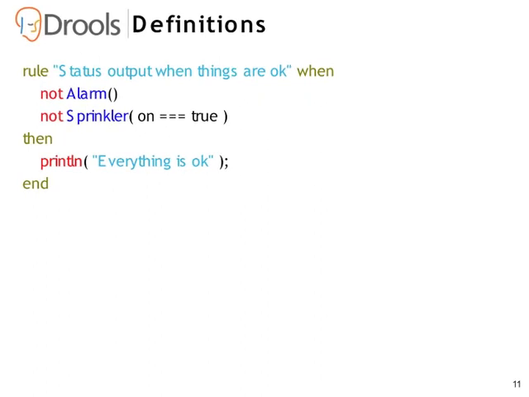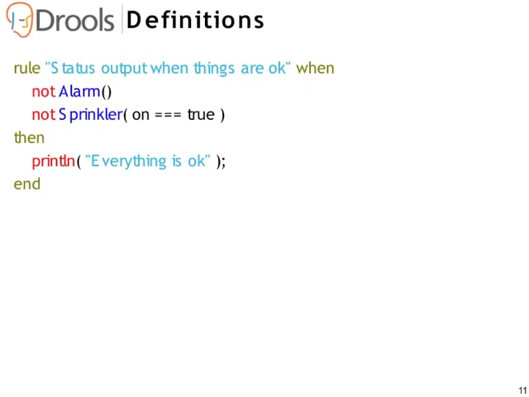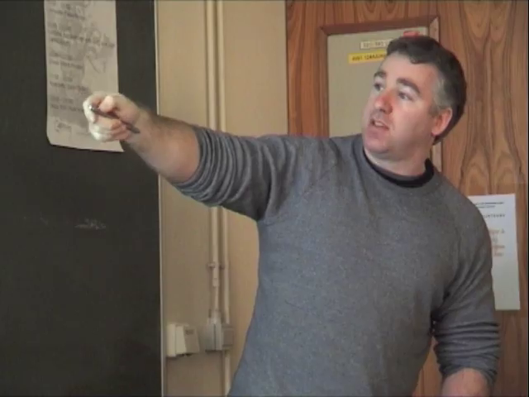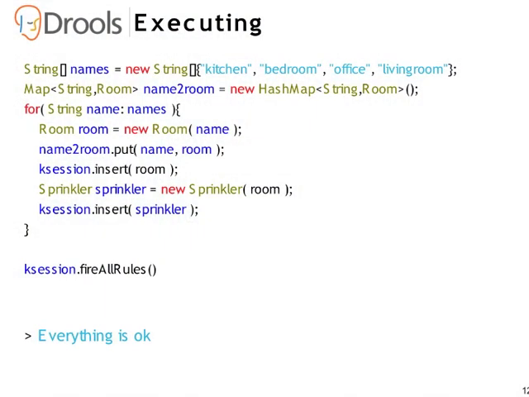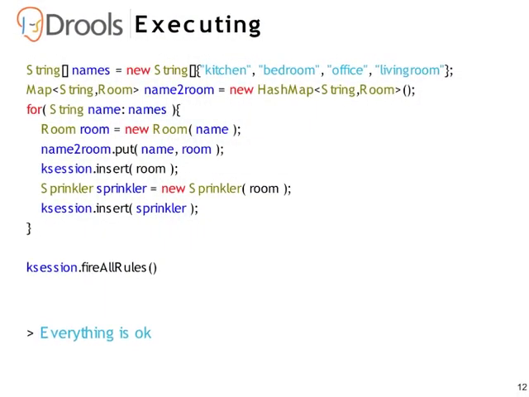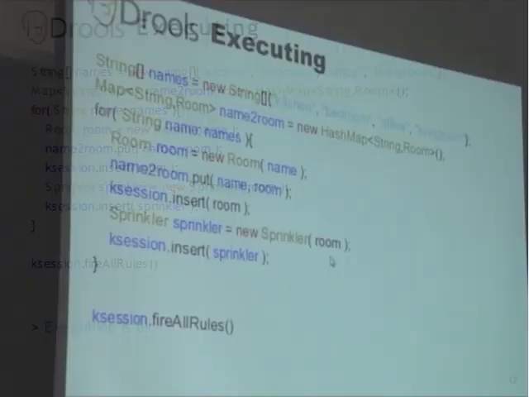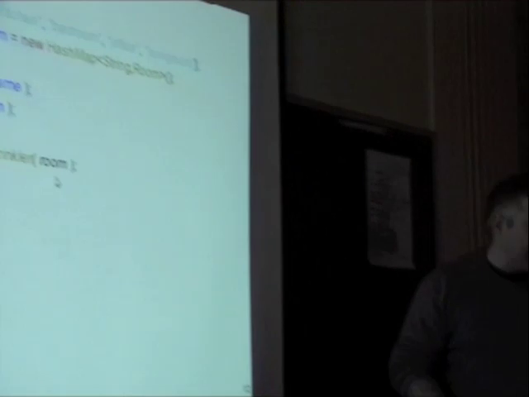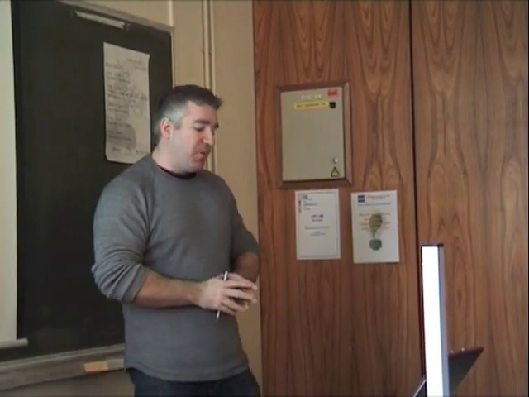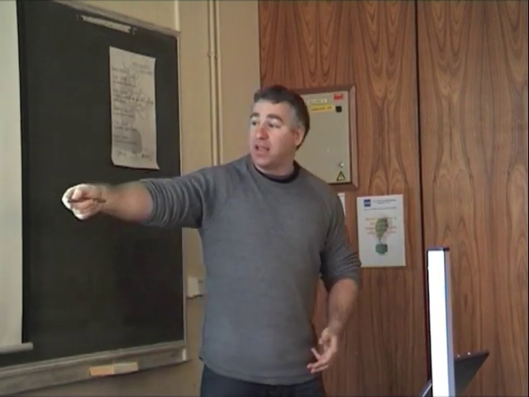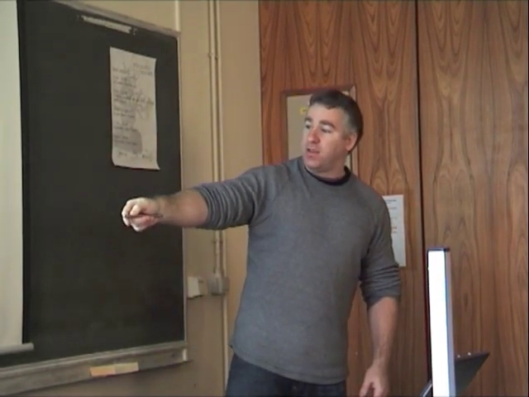And finally, when there are no alarms and when no sprinkler is on, so everything is okay, this would just basically, for these different rooms, put them into the working memory. I will put these slides online. I don't have time to go through this line by line. So basically it puts all the data into the session, into the working memory, and calls fire all rules. And that's when you put stuff into the engine, especially on the rule side, the calculation is done then, but none of the consequences, none of the actions are executed until you tell it to here. And basically it runs through and says everything is okay.